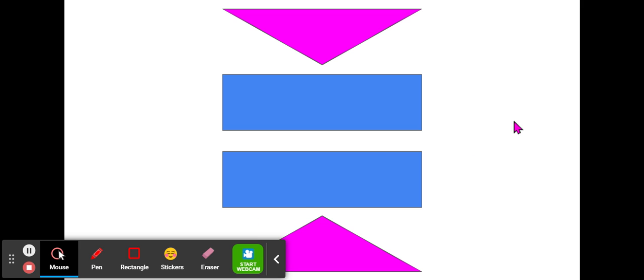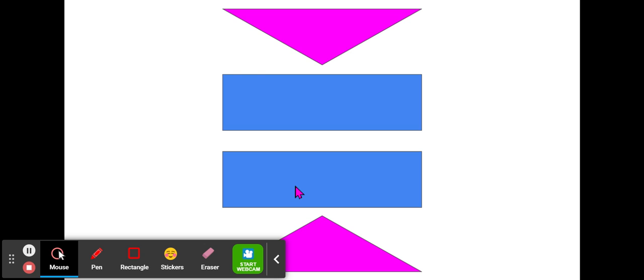Because it's informative, we know that we are going to have the triangle that tells us introduction. We have a main point, we have a second main point, and we have that second triangle there that is our conclusion.